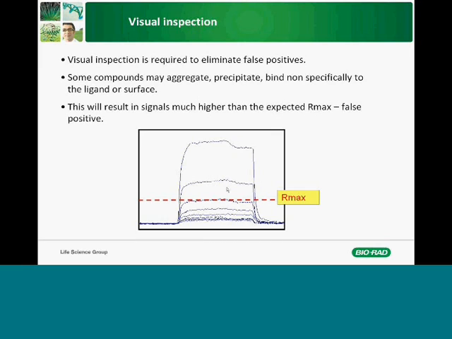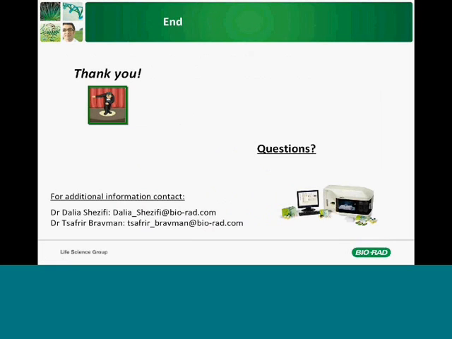In this example here, you can see the red line stands for the Rmax. This should be the maximum signal level that could be expected. But sometimes the signals are higher because, for many reasons, the analyte can aggregate, it can precipitate, it can bind to other sites of the protein, not specifically, and it will generate a positive hit. So this is another example of how one can have a false positive without knowing it.